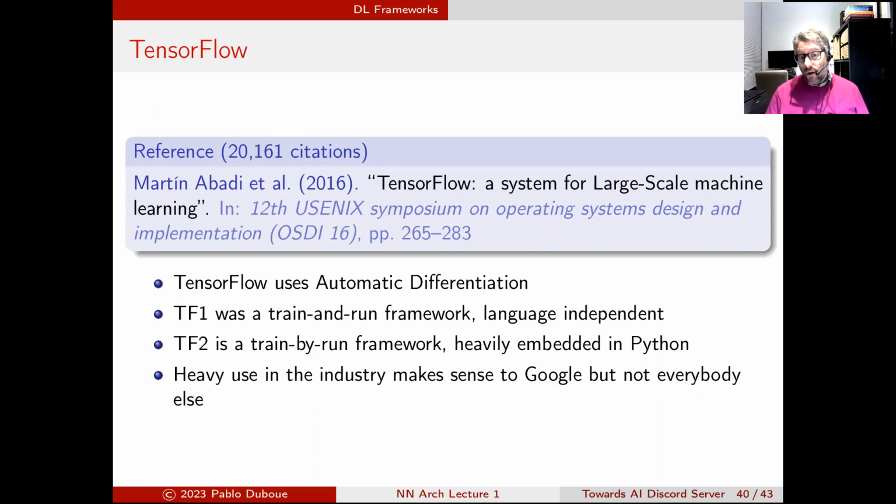Then we have TensorFlow. TensorFlow uses automatic differentiation. TensorFlow 1.0 was a train and run framework that was language independent. TensorFlow 2.0, on the other hand, is a train by run framework and is heavily embedded in Python, and has a heavy use in the industry. However, some of the decisions within TensorFlow seem a little arbitrary to people outside Google. So it's a little bit of a love and hate framework of sorts.